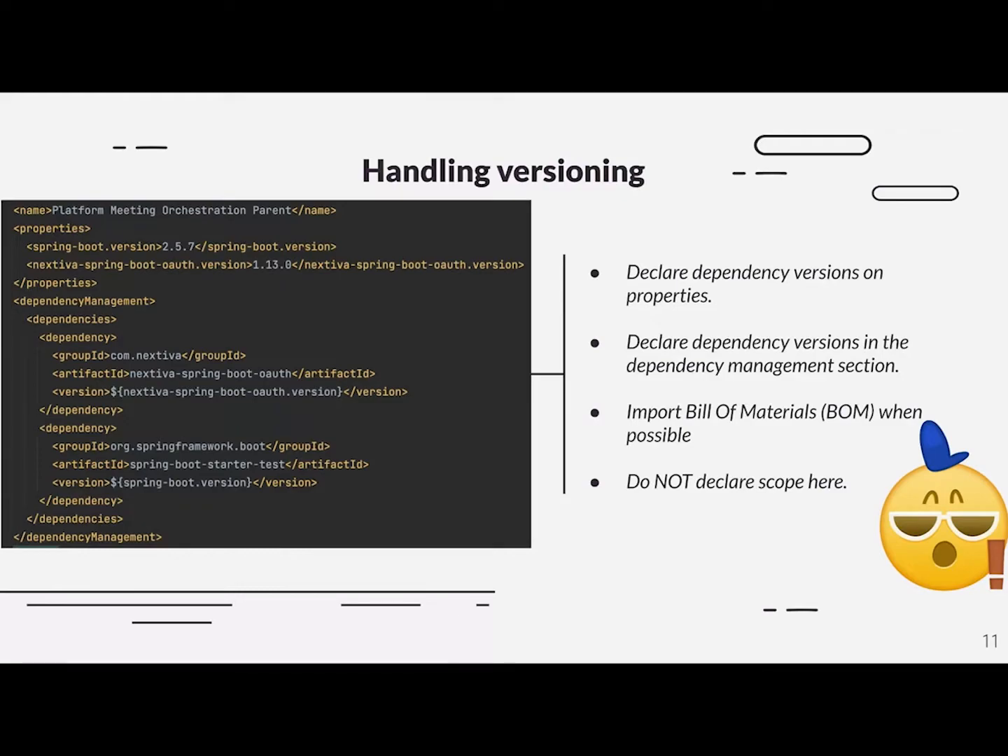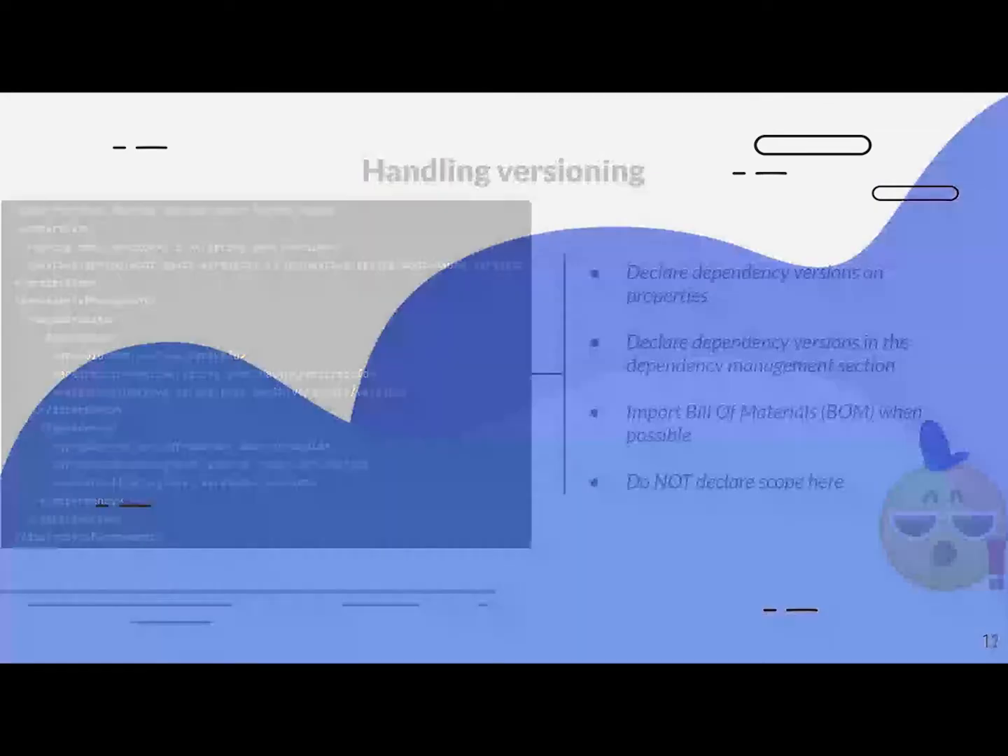And something important here is that we do not declare the scope in the parent POM. We just declare the version here.